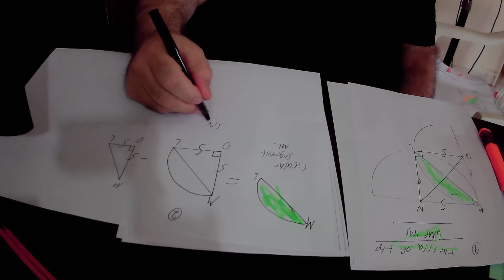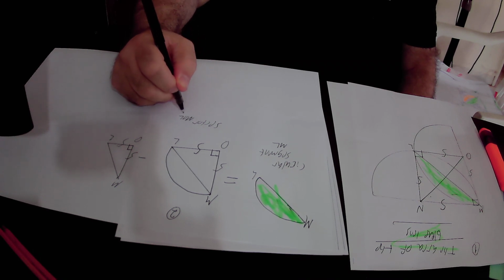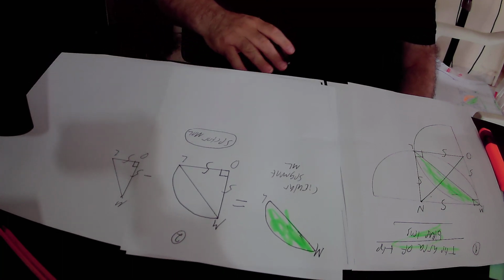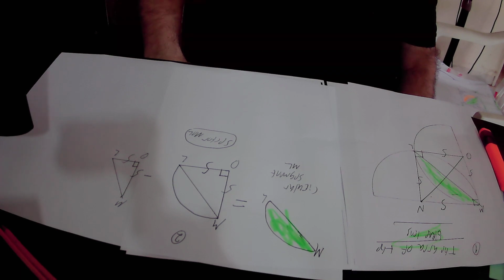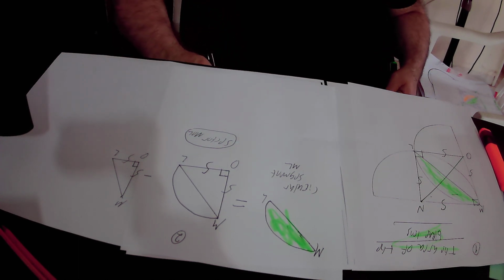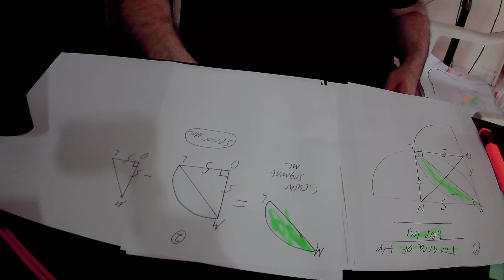So this is sector MOL. Actually, sector MOL is a quarter circle. It is a quarter circle, therefore the area of any quarter circle is equal to the area of the circle over 4.